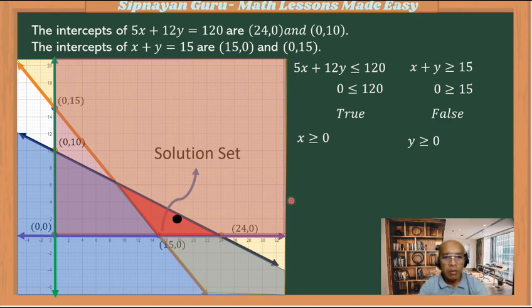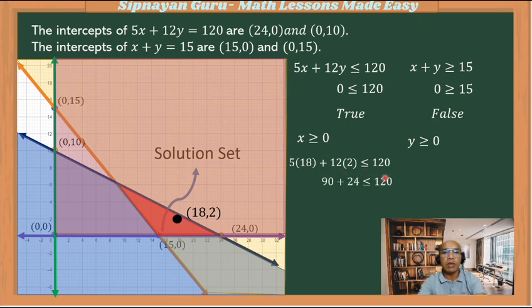Choose three different points. So first, we'll choose this point. So this is 18 and 2. So we will plug it into the first inequality. So 5 times 18 plus 12 times 2 less than or equal to 120. So 5 times 18 is 90. 12 times 2 is 24. Add. So that is 114 less than or equal to 120. So indeed that is true.